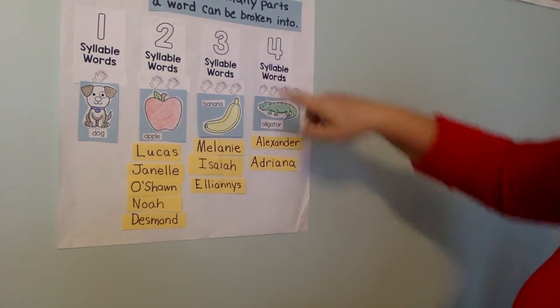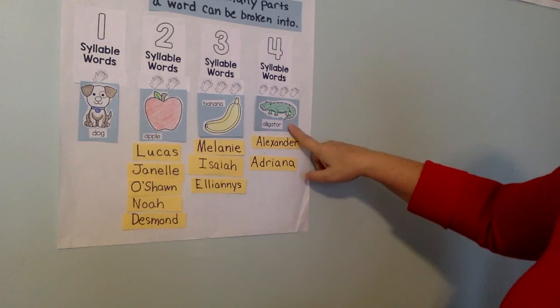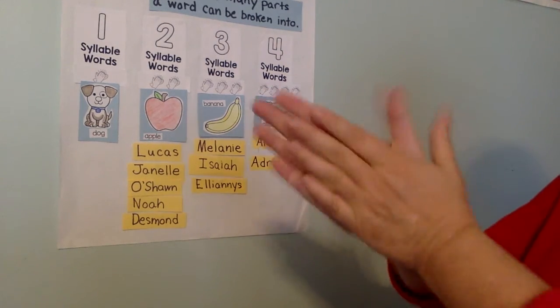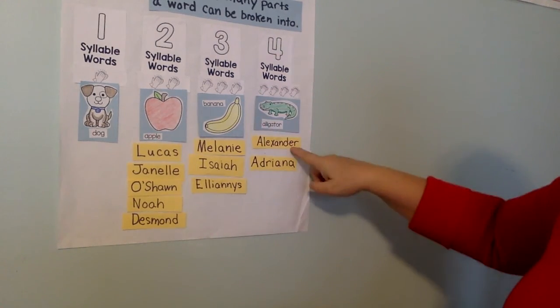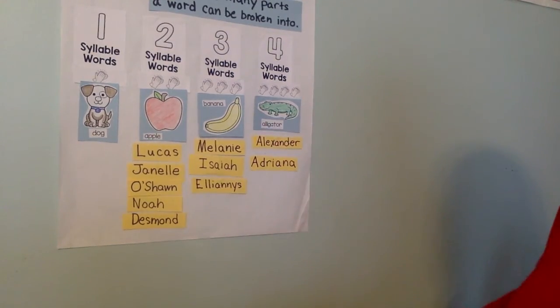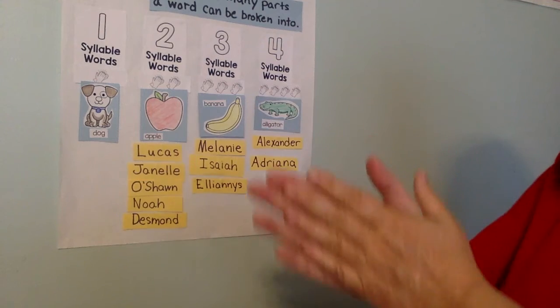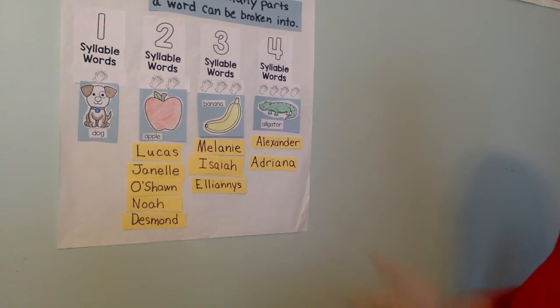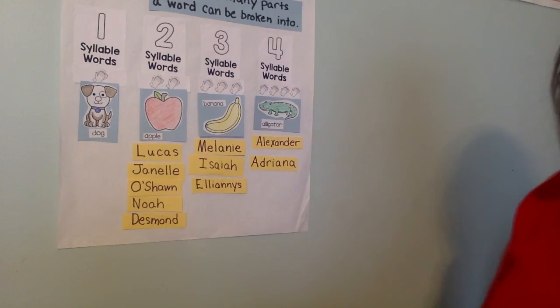And we have four-syllable words. Alligator, four. Alexander, four. Adriana, four. So that, my friend, concludes our little lesson on syllables, which are how many parts a word can be broken into. I hope you enjoyed that activity.